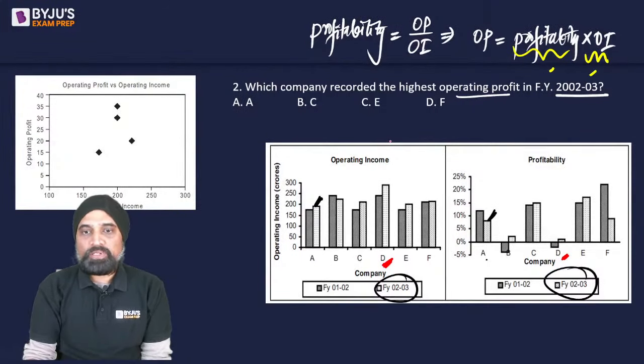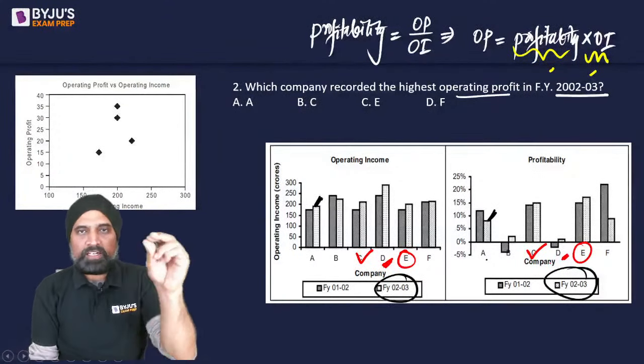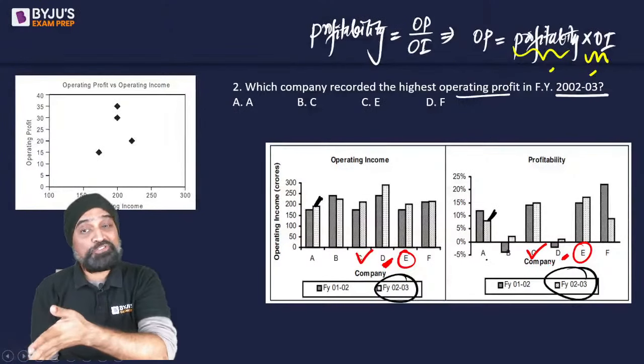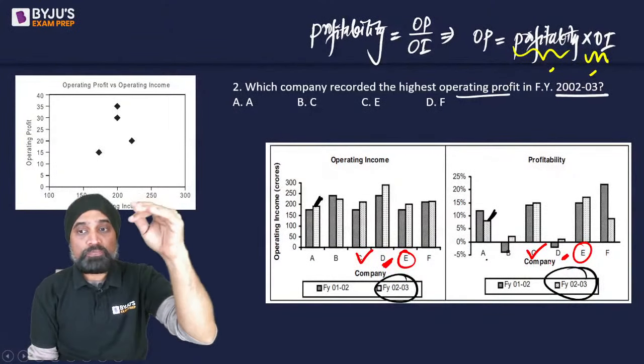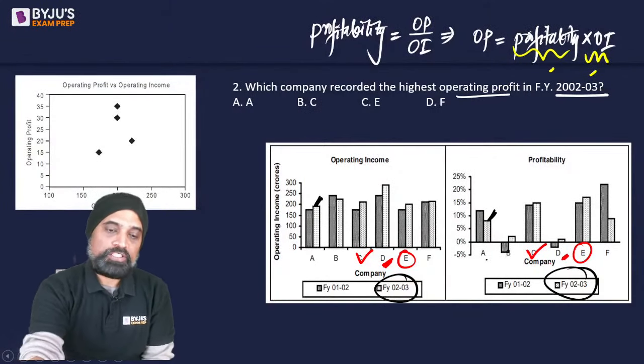The next possibility could be between E, right? Or it could be between C, because their bars are of the same length in both the cases. A little difference is there. If you look at F, the operating income is huge, but the profitability is very, very low. So we have to check for only these 2, right?